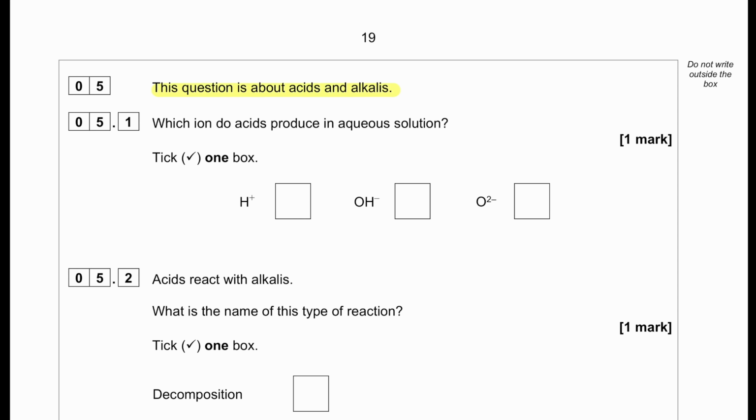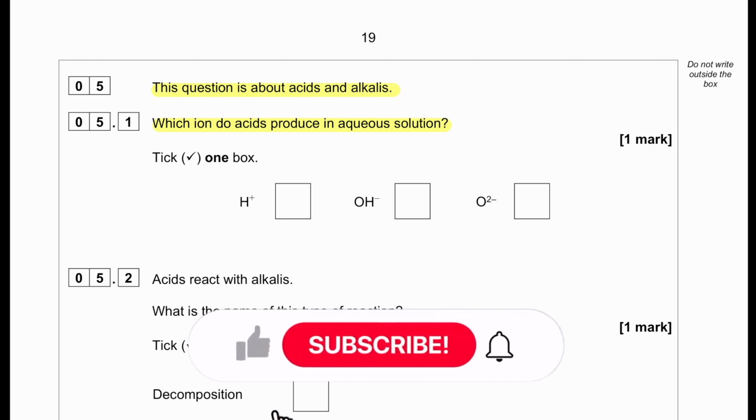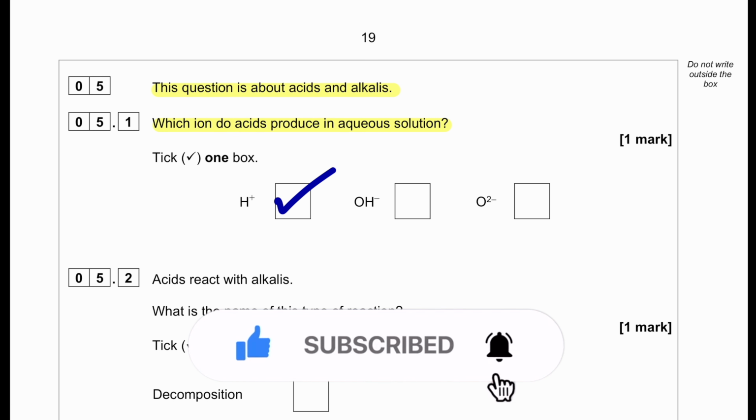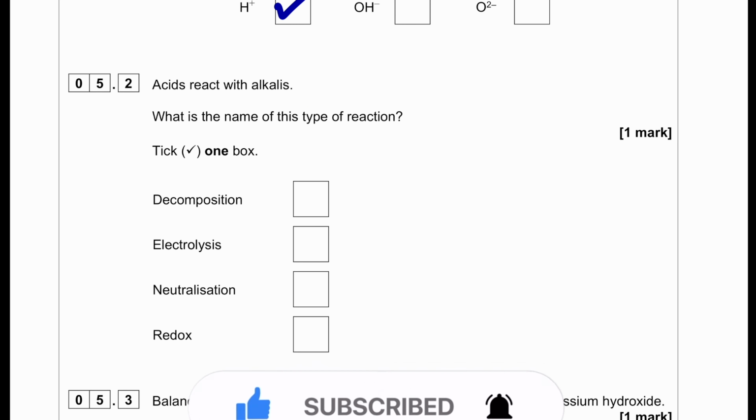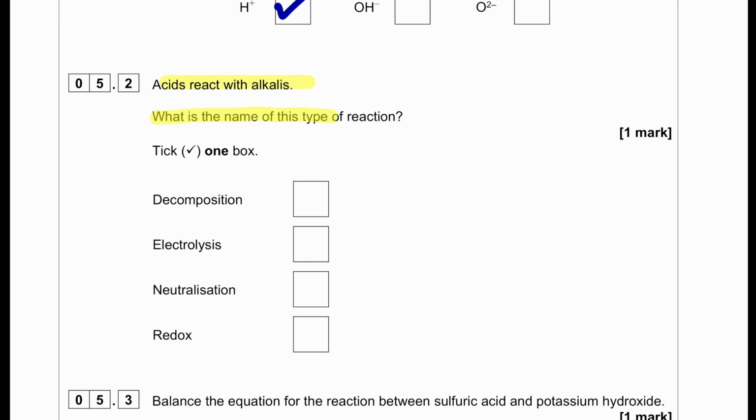This question is about acids and alkalis. Which ion do acids produce in aqueous solution? Guys, acid produces H plus ion in aqueous solution, and base produces hydroxide ion in aqueous solution. Acid reacts with alkali. What is the name of this type of reaction? Acid-alkali reaction is called neutralization reaction.